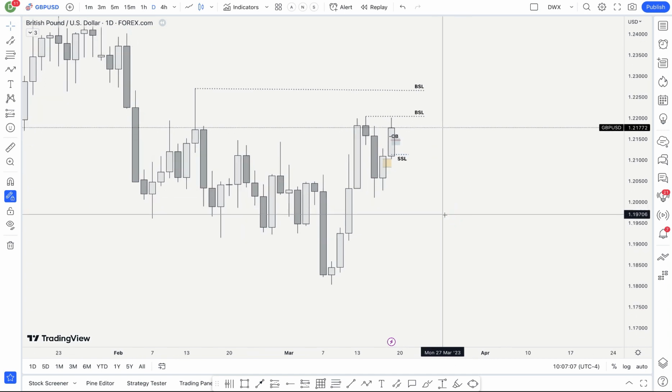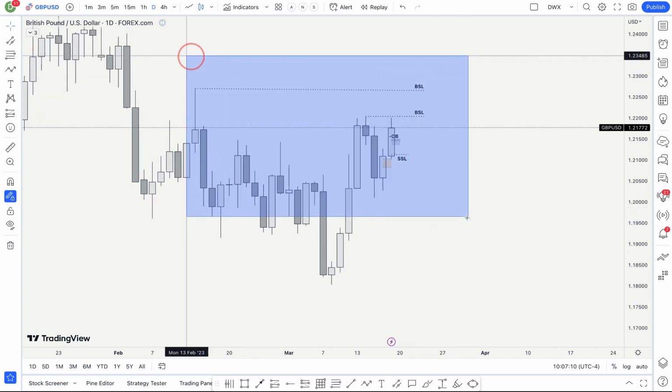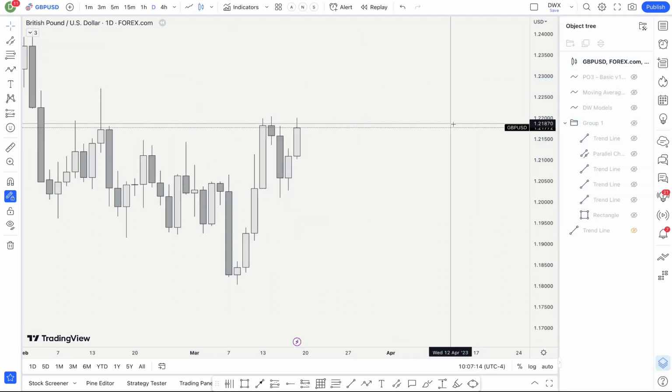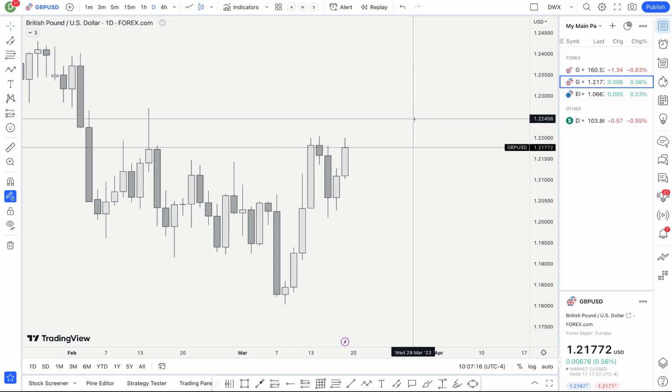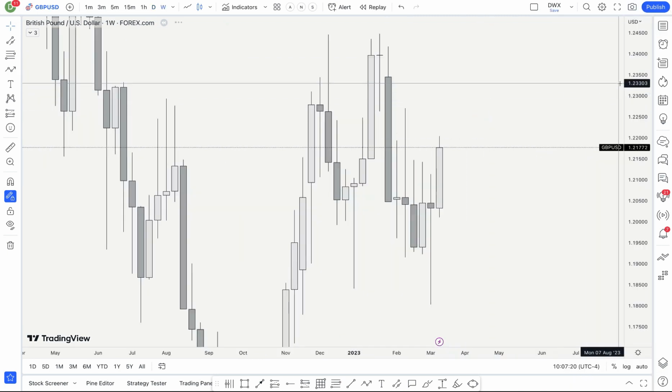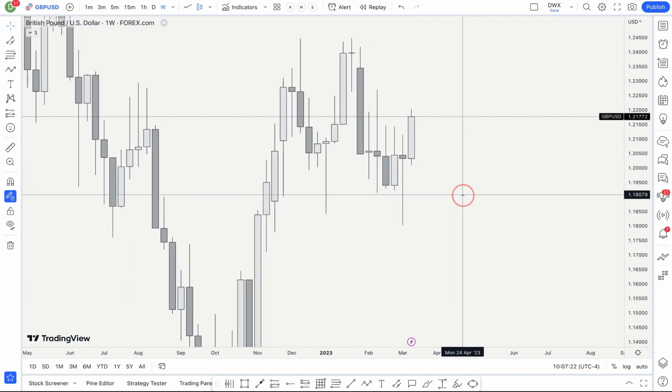So starting off on GU. First of all, I'm just going to quickly group all of these markups. I'm just going to hide them. And then let's just jump to the weekly, just to get a weekly overview of what's been happening on the weekly.